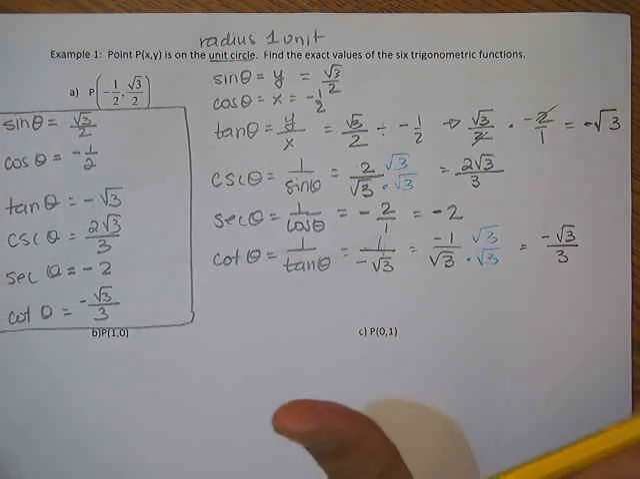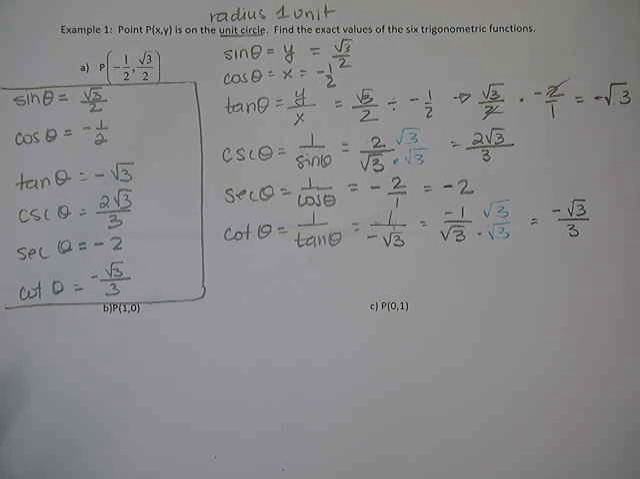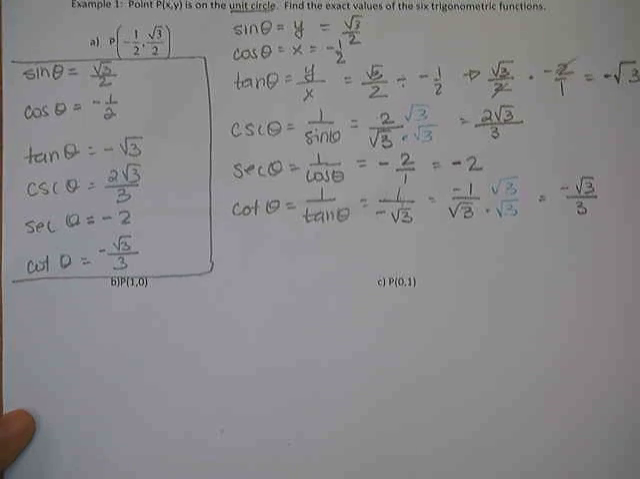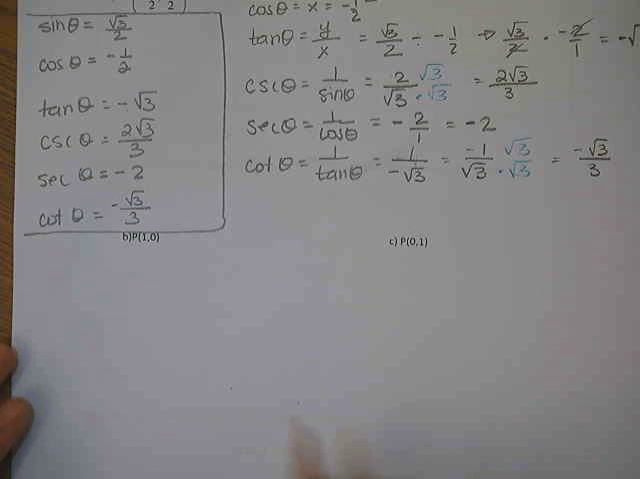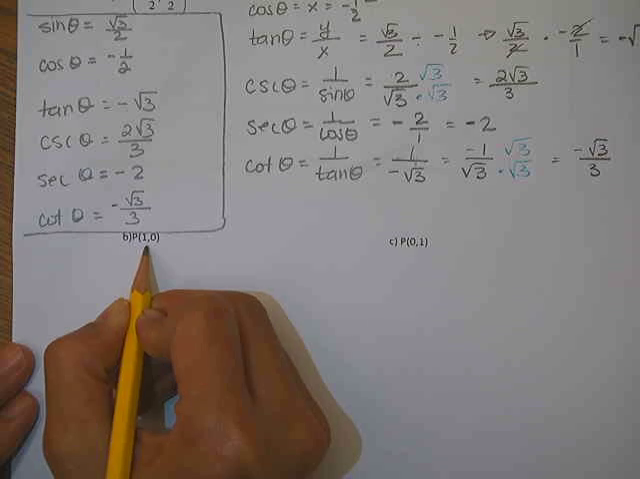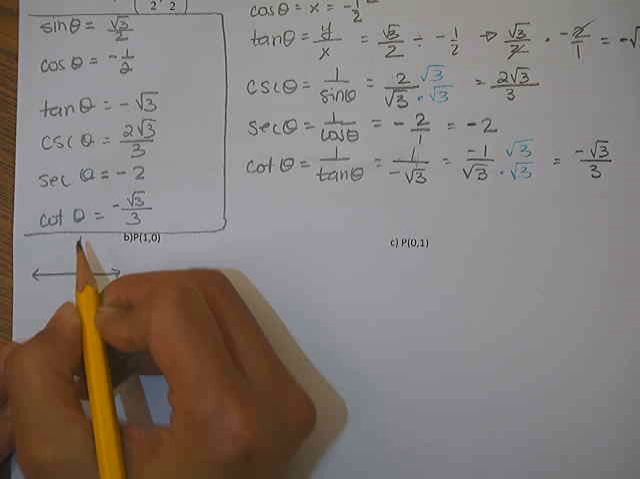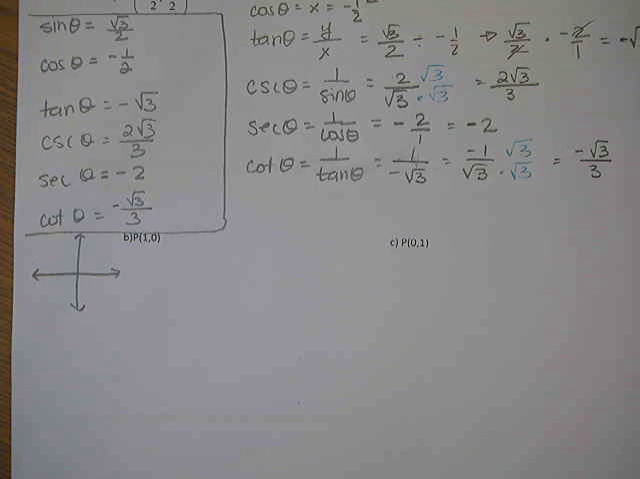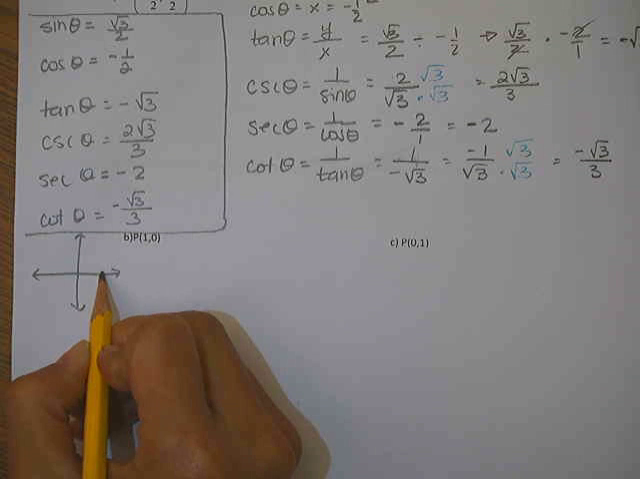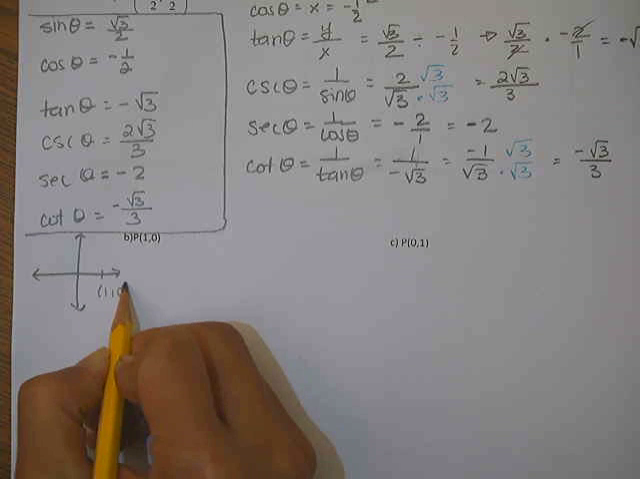On the unit circle, I just have to follow the rules and then get all my 6 trig functions that way. Okay? Now the next 4 are going to be somewhat important because these are special angles. I'm going to plot this point really quickly. If I plot this point on my x and y axes, hey, it's 1 comma 0. So here's 1 on the x-axis, so this is 1 comma 0.